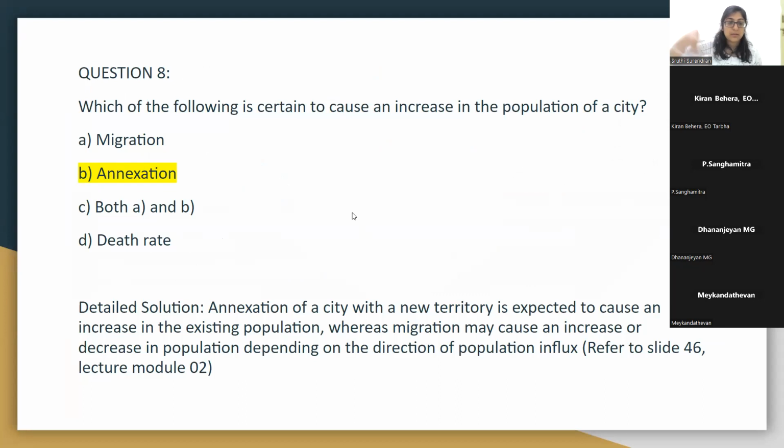Annexation means when some territory is being taken under control. So that is going to add on the population of that entire place with the population of the person or the country which has taken control of the other domain. So the answer here is B, annexation.